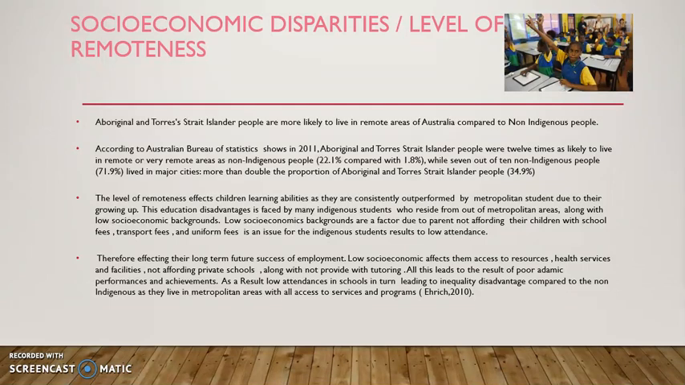Aboriginal and Torres Strait Islander people are more likely to live in remote areas of Australia compared to non-Indigenous people. According to the Australian Bureau of Statistics, Aboriginal and Torres Strait Islander people were 12 times more likely to live in remote areas, and 7 out of 10 non-Indigenous people live in major cities, more than double the proportion of Aboriginal and Torres Strait Islander people. The level of remoteness affects children's learning ability as they are consistently outperformed by metropolitan students due to their upbringing. This educational disadvantage is faced by many Indigenous students who reside outside of metropolitan areas.